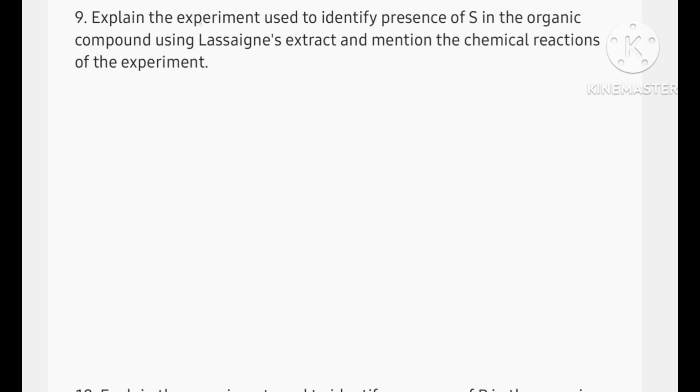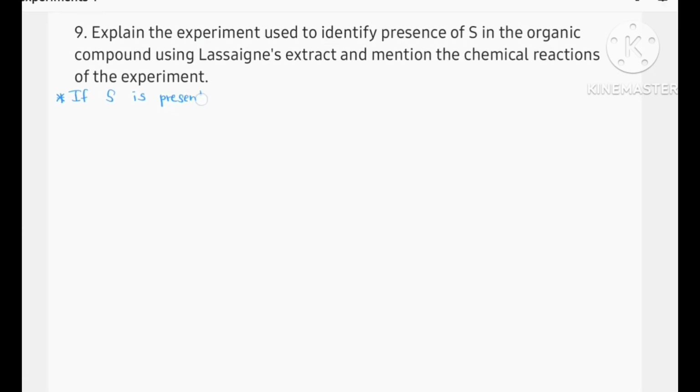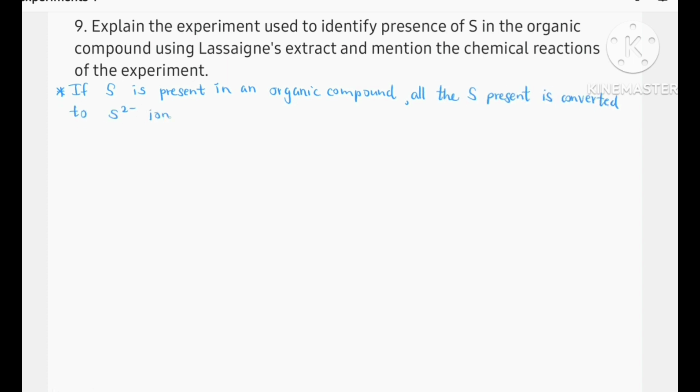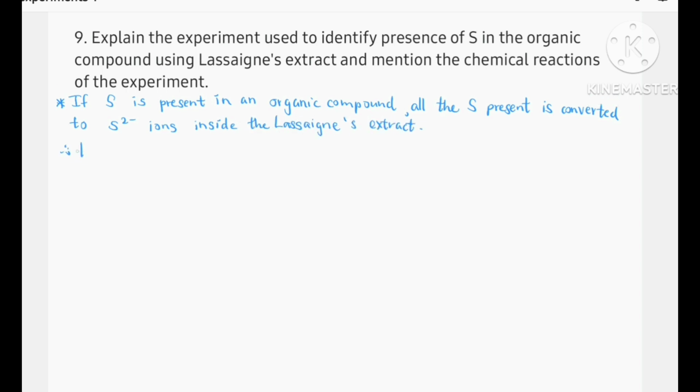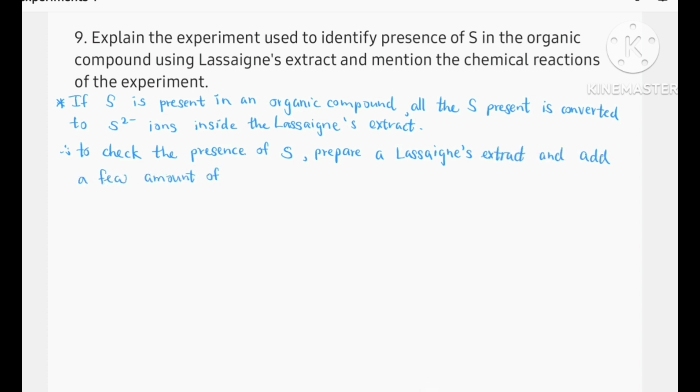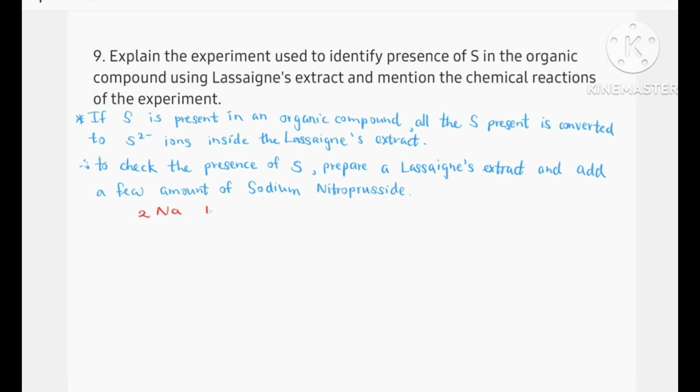Ninth question. Explain the experiment used to identify the presence of sulfur in the organic compound using Lassaigne extract and mention the chemical reactions of the experiment. If sulfur is present in an organic compound, all the sulfur present is converted to sulfide ions inside the Lassaigne extract. Therefore, to check the presence of sulfur, prepare a Lassaigne extract and add a few drops of sodium nitroprusside.